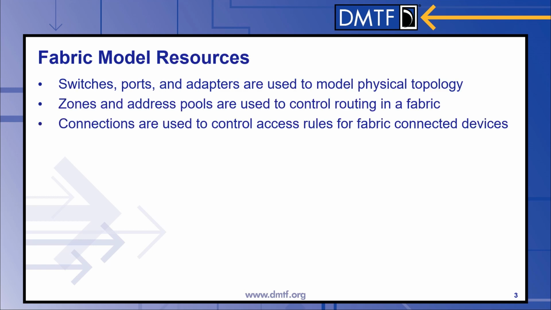As we discussed in the previous session, the fabric model uses switches, ports, and adapters to model the physical topology. Within that topology, zones and address pools are used to control fabric routing in a fabric. These control constraints on how packets can flow across the fabric. Connections are used to control access rules for the fabric connected devices. Connections are managed at the endpoints.